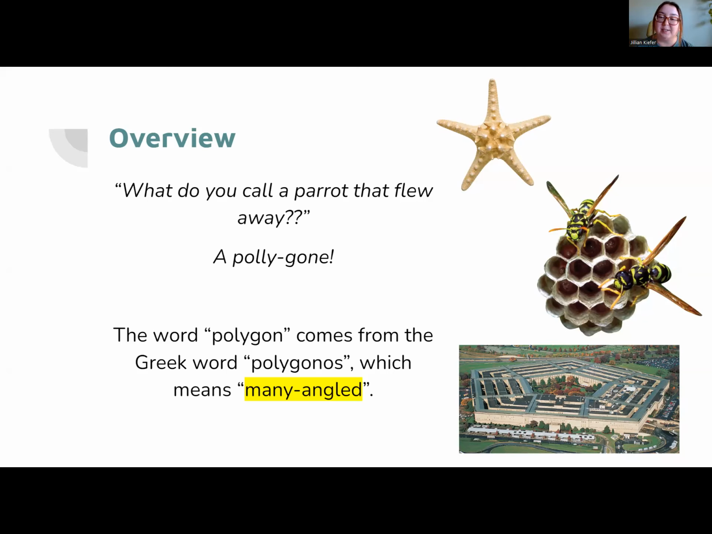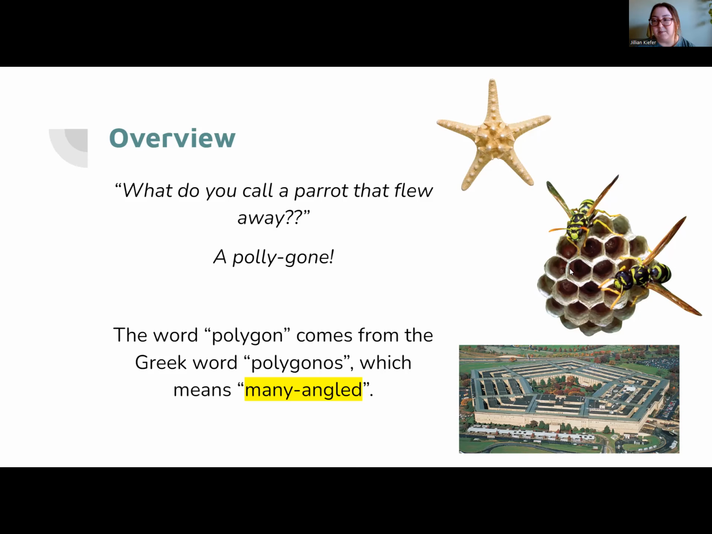So the word polygon comes from the Greek word polygonos, which means many angled. So polygons are essentially just shapes that have many angles versus things like triangles that only have three different angles. Polygons are going to be shapes with more than three, essentially, or just lots of angles. So things like we have a starfish here.